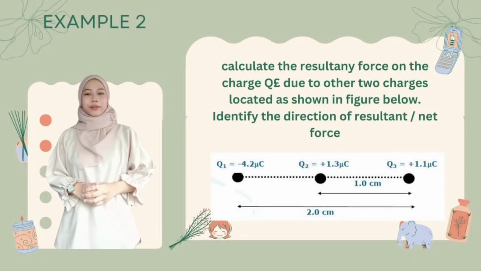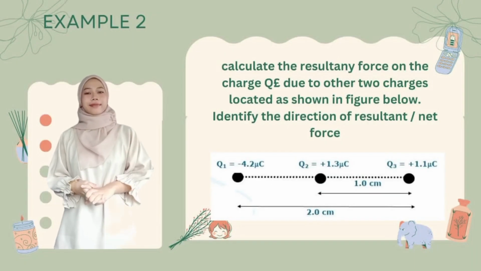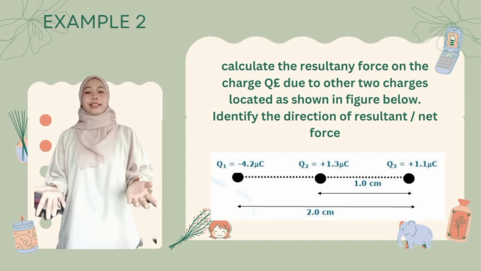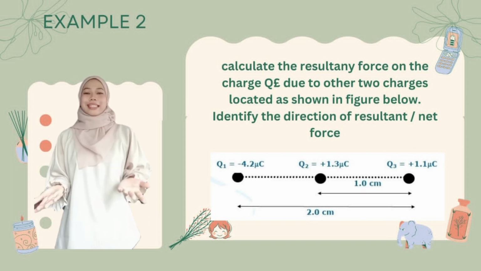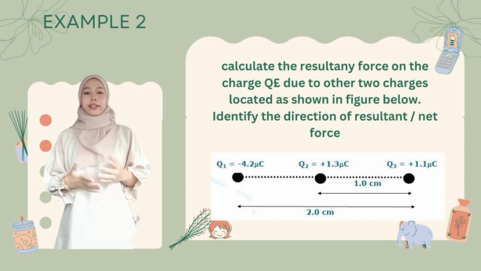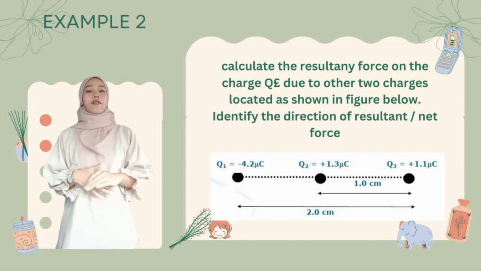My name is Rabiatul Ismail. I will continue this slide to understand more about Coulomb's law. Let us do an example which is to calculate the resultant force on the charge Q3 due to the other charges and the direction of the resultant force.